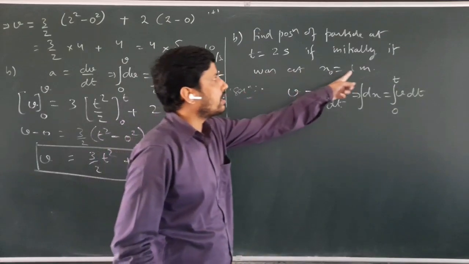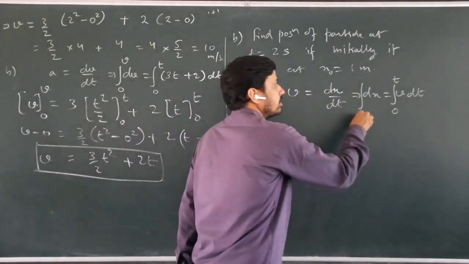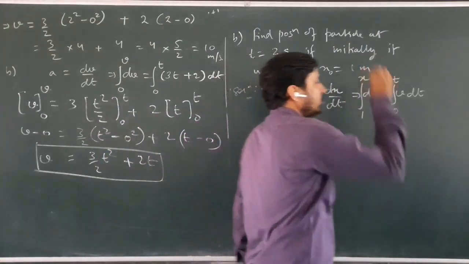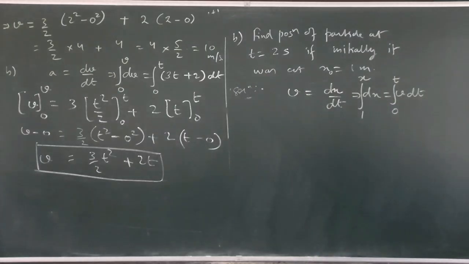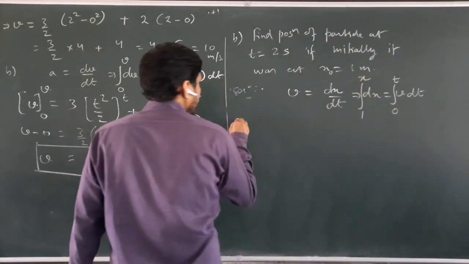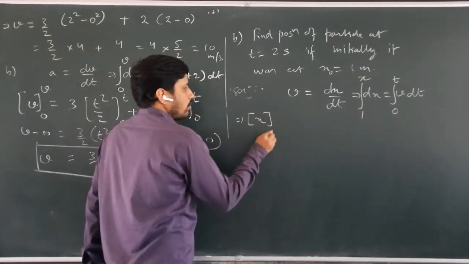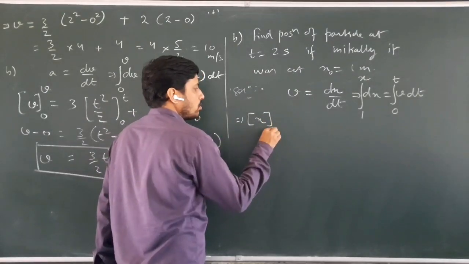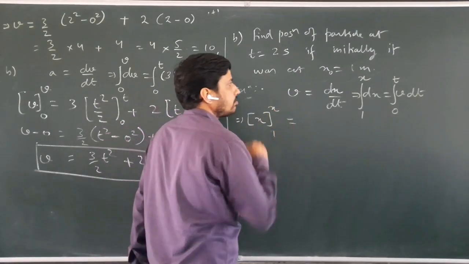What is initial value of x? It is given in the question, 1. And the final value will be how much? That is what we have to find. So the limits of integration will be from 1 to x. Okay. What is integration dx? X from 1 to x.